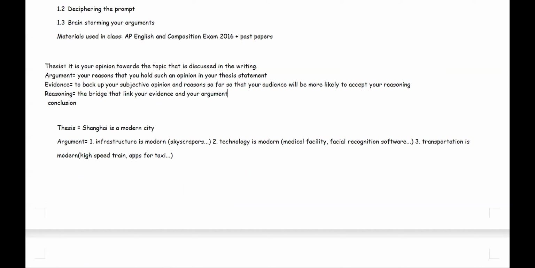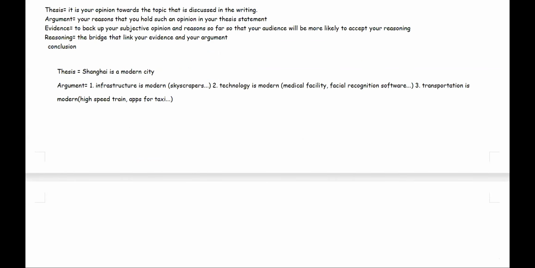When we present evidence, it looks pretty cool, but you need to figure out a way to link it back to your arguments. So let's use this one as an example. Shanghai is a modern city, and your reason number one is that in Shanghai, you witness the infrastructure is modern. Your example is skyscrapers. So how do you use this skyscraper to prove that the infrastructure in Shanghai is modern?